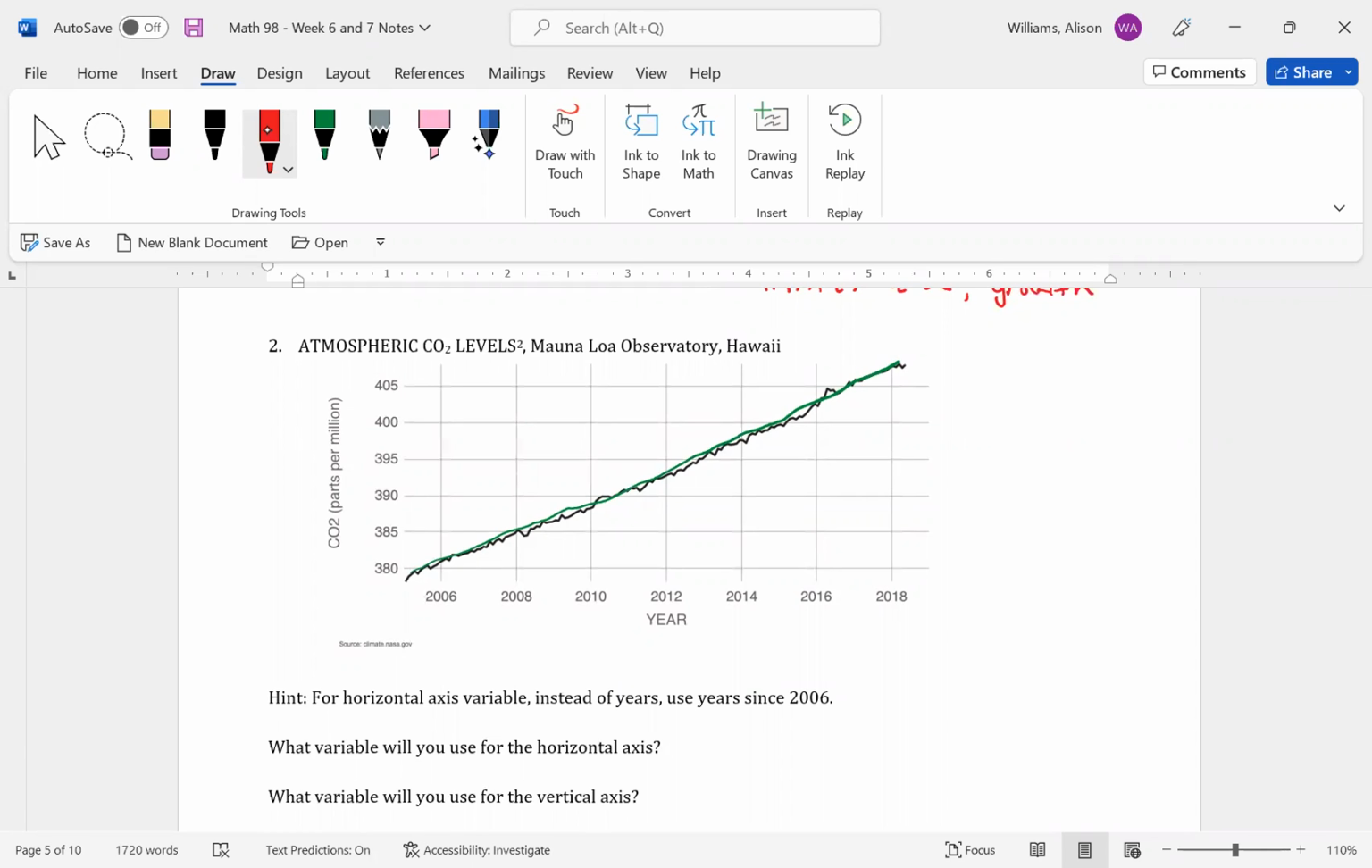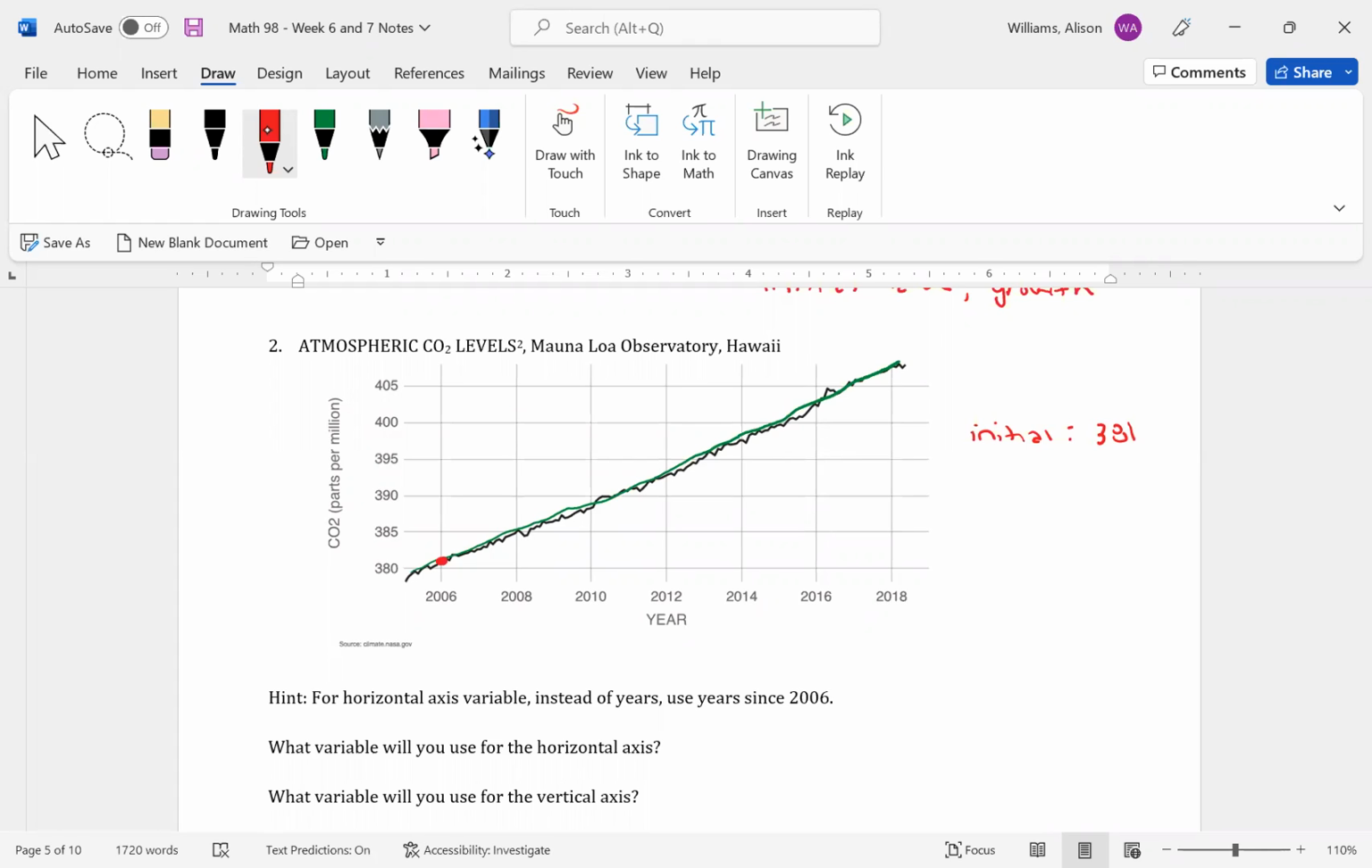For the horizontal axis variable, instead of using years, use years since 2006. So let's use 2006 basically as our starting point. We're going to approximate what that value is right there, and that's going to be our initial value. So our initial value then, maybe 381. I think that seems reasonable. It's close to 380, a little bit above. I'm treating it like it's only one above, so I think 381 is reasonable. You could even do 382 if you really wanted to, but I think 381 is fine.